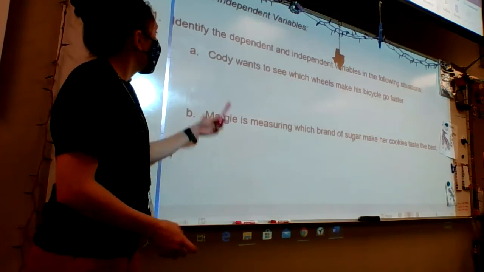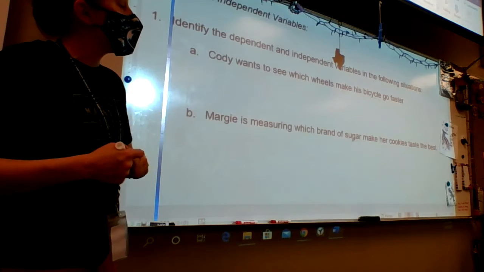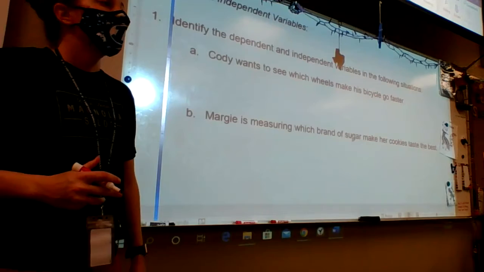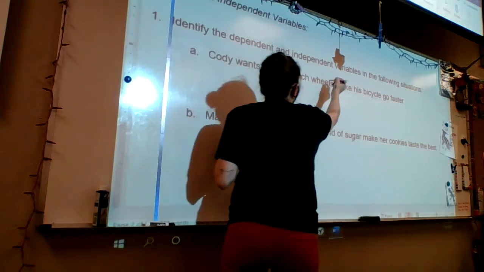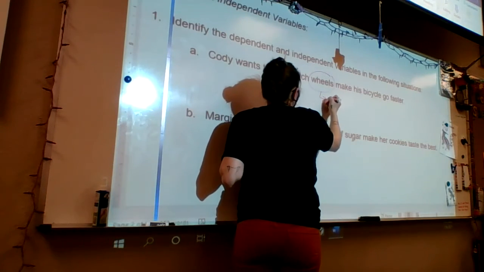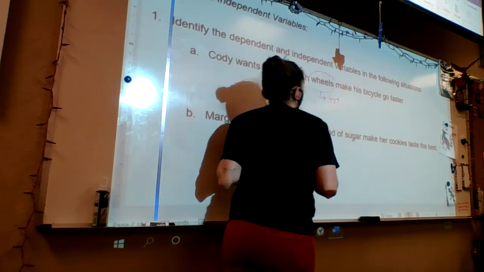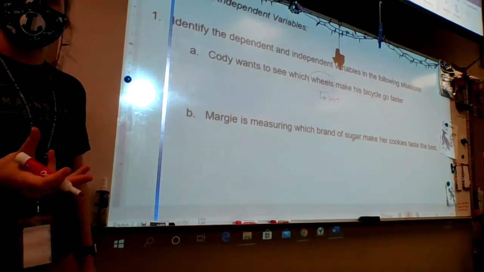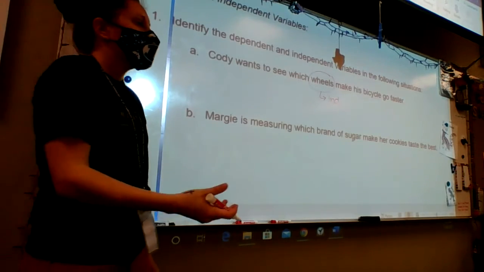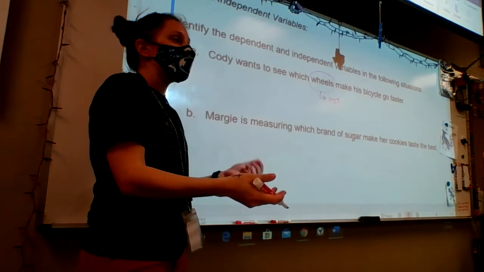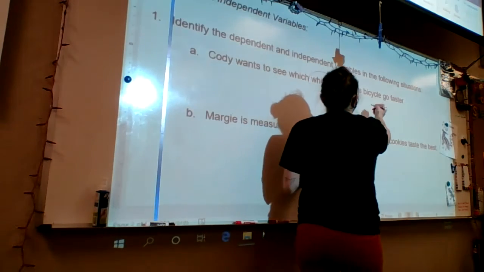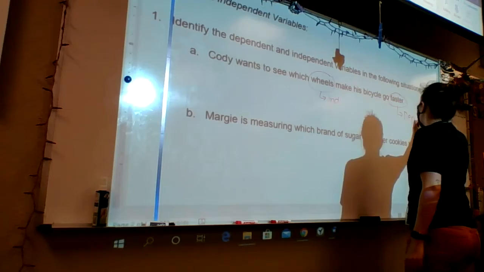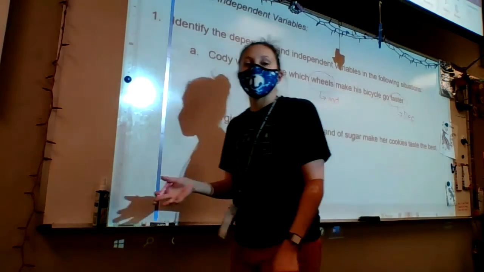Okay? So, Cody wants to see which wheels make his bicycle go faster. What is he going to change each trial? The wheels. So that is his independent. So wheels is the independent. What's he trying to see from these wheels? How fast they're going to make them go. So the speed of the bicycle would be your dependent. I'll circle faster. That'll be your dependent variable, if the bike is faster or not.